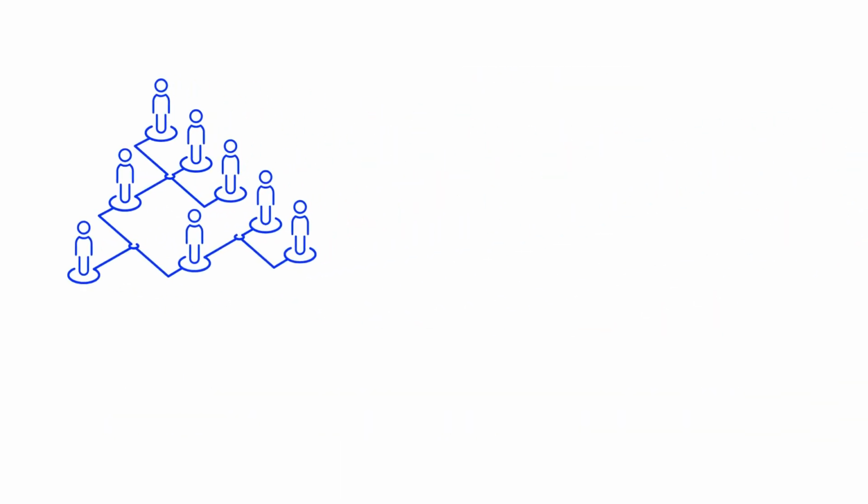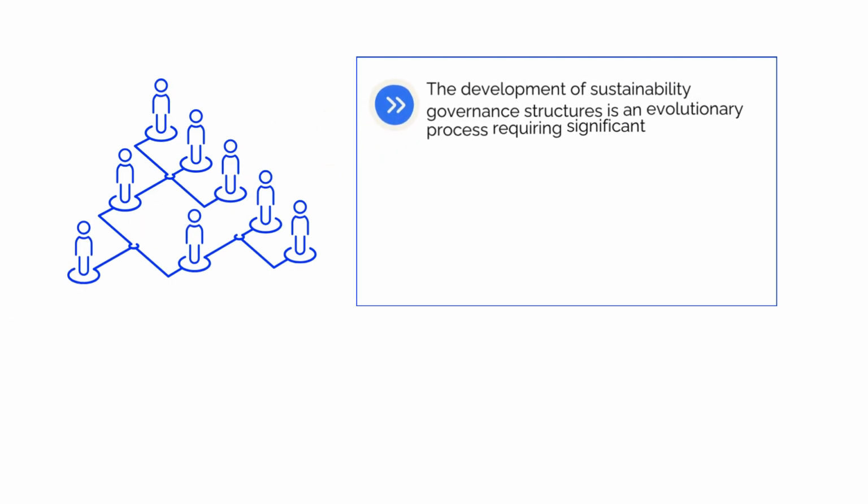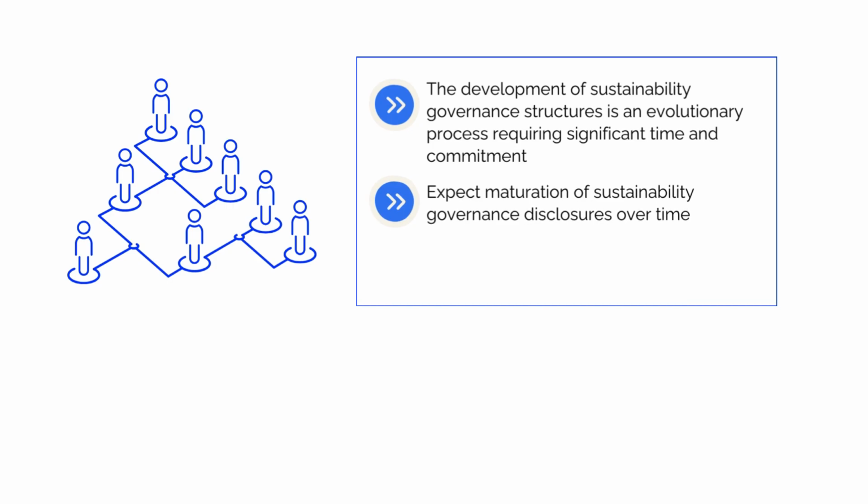Before we conclude our discussion on sustainability governance, it is important to note that the development of sustainability governance structures is an evolutionary process requiring significant time and commitment. Bursa Malaysia anticipates a maturation of sustainability governance disclosures over time from listed issuers.